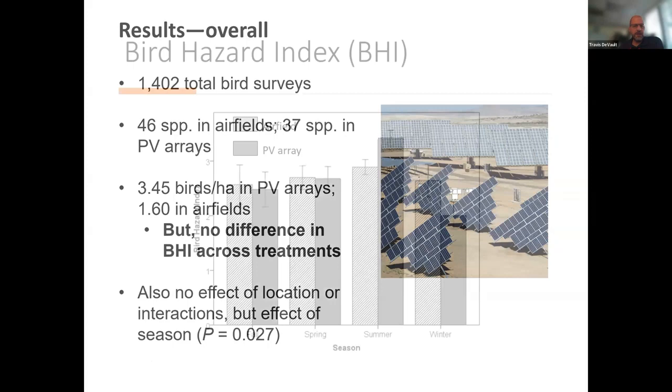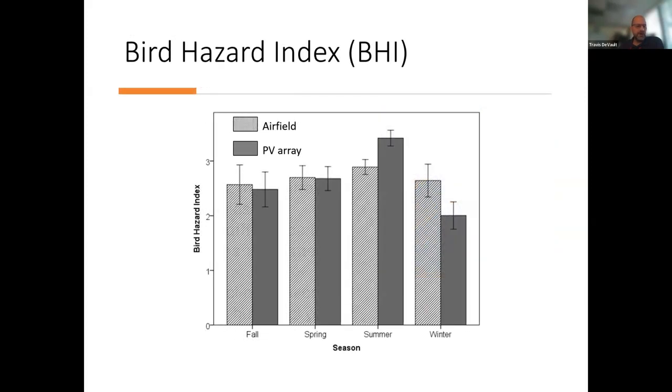So this is that bird hazard index on the y-axis and season on the x-axis, airfield grasslands combined in the hatched bars, photovoltaic arrays in the solid bars. And again, it was about a wash. So in the fall and the spring, the bird hazard index was essentially the same in both habitat types. It was a little higher in the photovoltaic arrays in the summer. Again, that's probably the effect of providing those perches and especially shade. And in the winter, it was a little higher in the airfield grasslands, probably due to cover considerations.